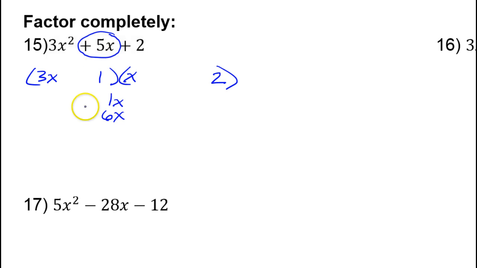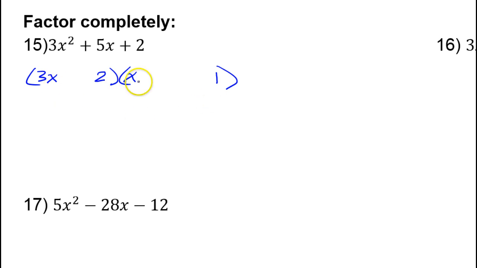Now, I can get positive 5x if this is a negative 1 and this is a positive 6. That means this would have to be negative and this would have to be positive. So everything looks good so far except for one thing. In the end, I need to check and make sure I really am getting a positive 2 for the last term. And negative 1 times positive 2 is a negative 2, not a positive 2. Oh, so close. So I'm going to have to give up on that, and instead, let's try it the other way around. Let's try the 2 here and the 1 here.